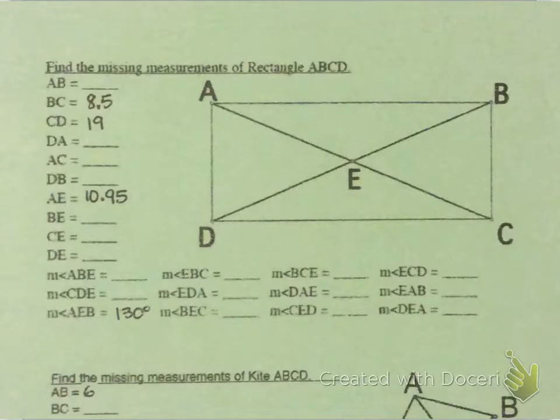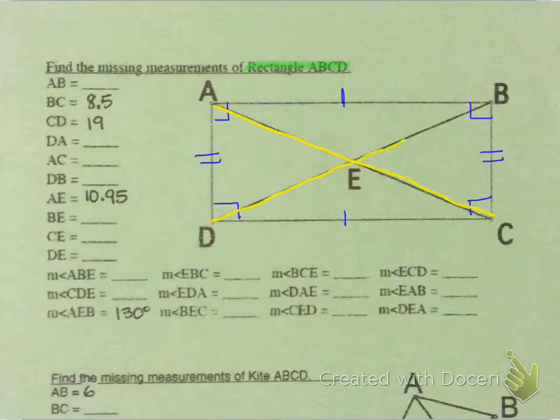Alright, the next problem we're going to take a look at tells us that ABCD is a rectangle. Some of the properties of a rectangle are that all of the corners are 90 degrees, the opposite sides are congruent, and the diagonals are congruent, so this whole length here and this whole length here are the same exact size.